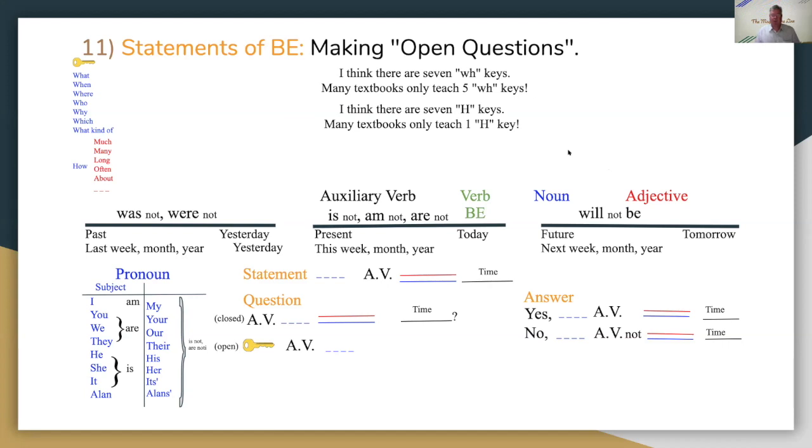So we use the key plus the auxiliary verb followed by the subject and the time. Now, the answer to an open question is a statement. How old are you? I am 60 years old. Where do you live? I live in Tokyo. So the answer is a statement.